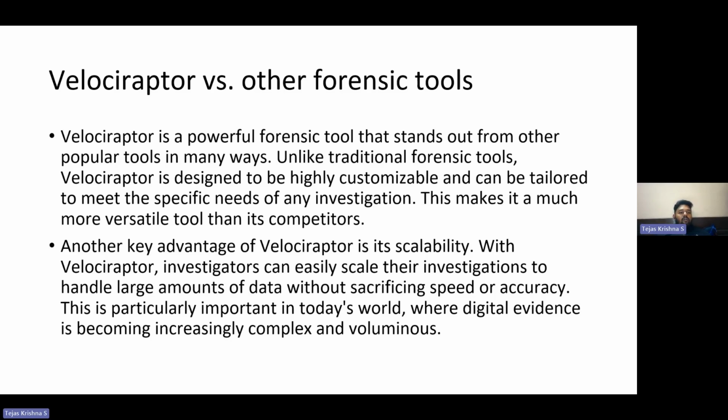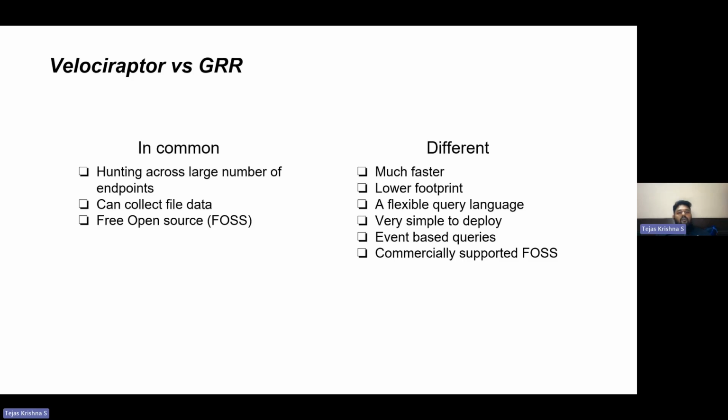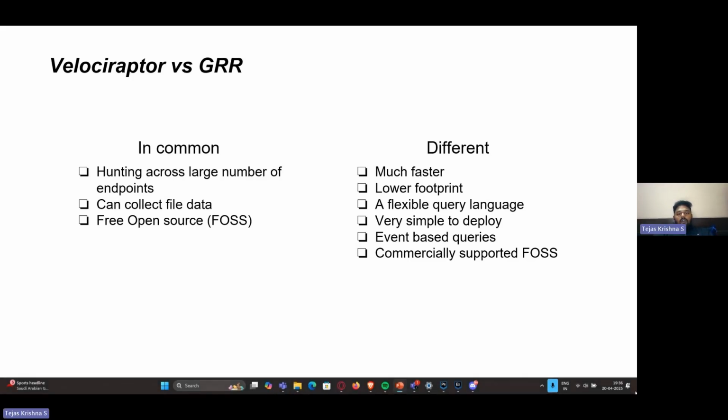Compared to traditional forensic tools, the main advantage here is that it is customizable. You can customize what you need. It can be tailored to meet the specific needs of any investigation. Another key advantage is that it's scalable. Now I will show how Velociraptor and Google's GRR are similar and different. This is the advantages for Velociraptor, how it is different.